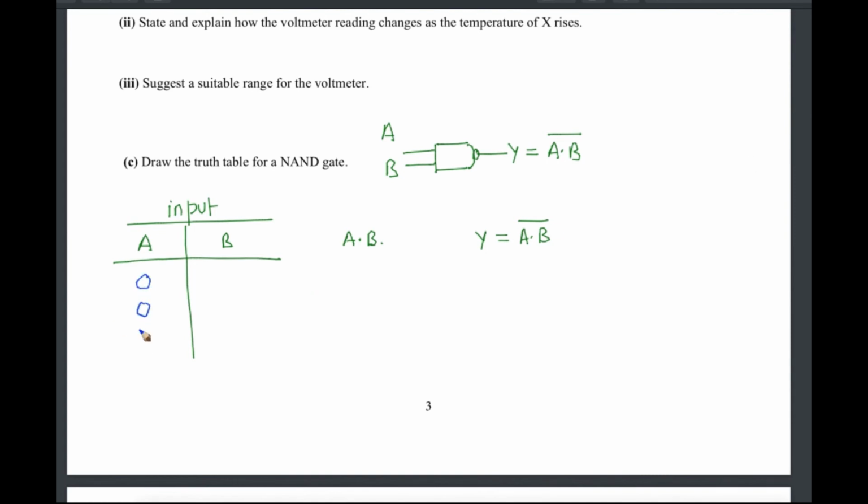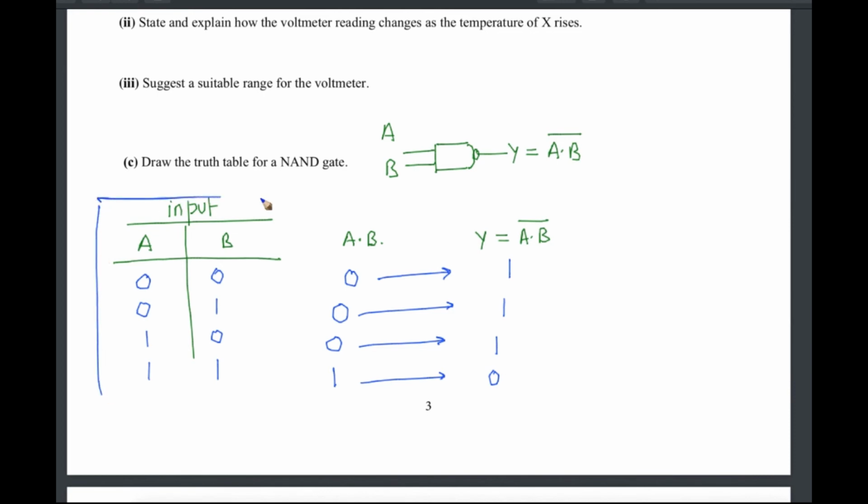combinations are like this: 0 0 1 1, 0 1 0 1. So 0 multiplied by 0 is 0, 0 multiplied by 1 is 0, 1 multiplied by 0 is 0, 1 into 1 is 1. If you do the NOT gate, this would be 1, this would be 1, this would be 1, and this would be 0. So this is the truth table of a NAND gate.